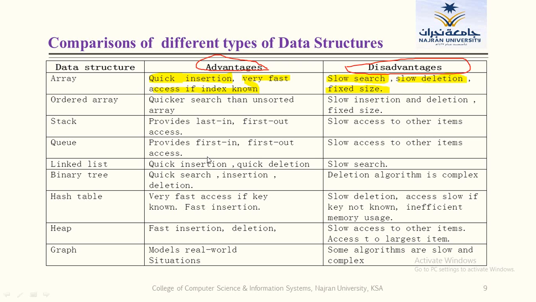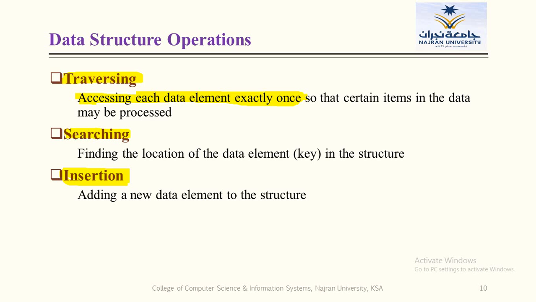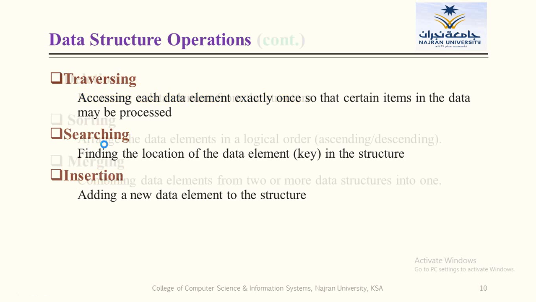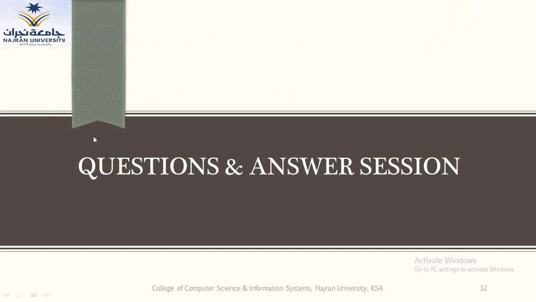Then there are some comparisons of different types of data structures that we will study in coming lectures. Data structure operations: we have 6 main operations that you will find in all data structures, that is traversing, searching, insertion, deletion, sorting and merging.